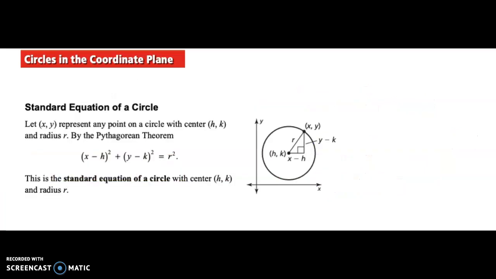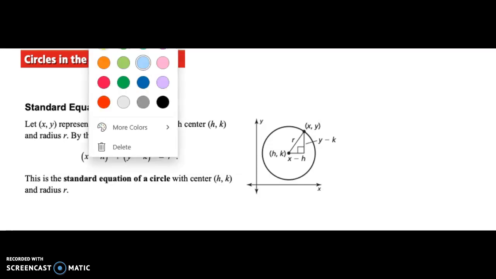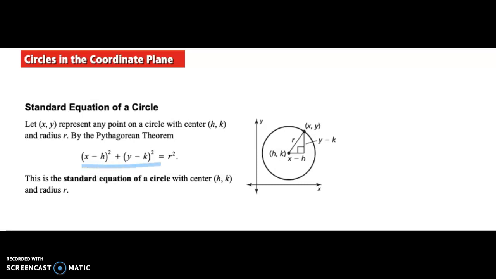Okay, so to identify the standard equation of a circle, we can write it as (x minus h) squared plus (y minus k) squared equals r squared. Now what is r? R is nothing but the radius, and h and k are nothing but the center of the circle. As you can see, this circle has been constructed on the coordinate plane. What is a coordinate plane? X and y, right? So h and k define our standard equation of a circle.